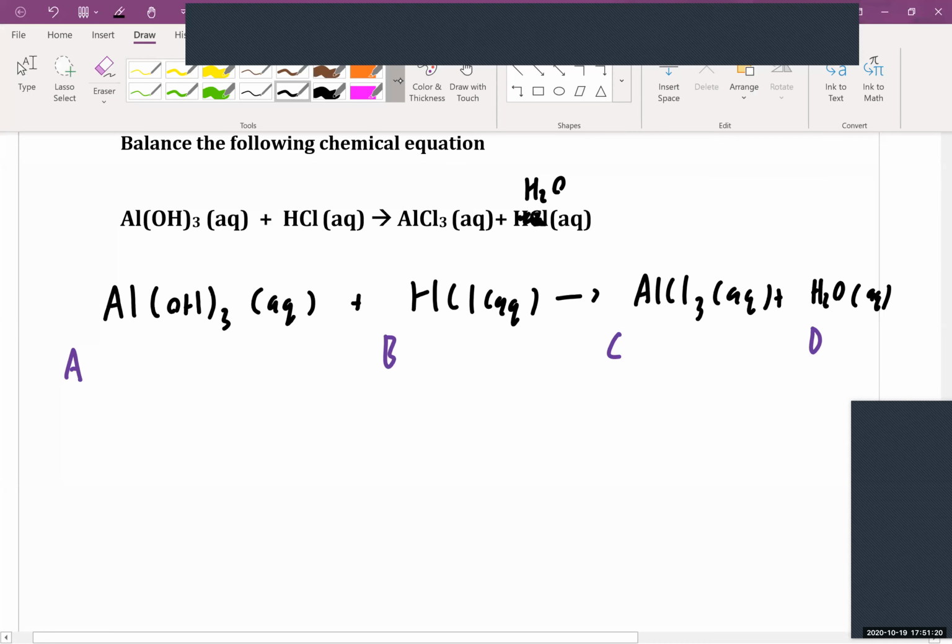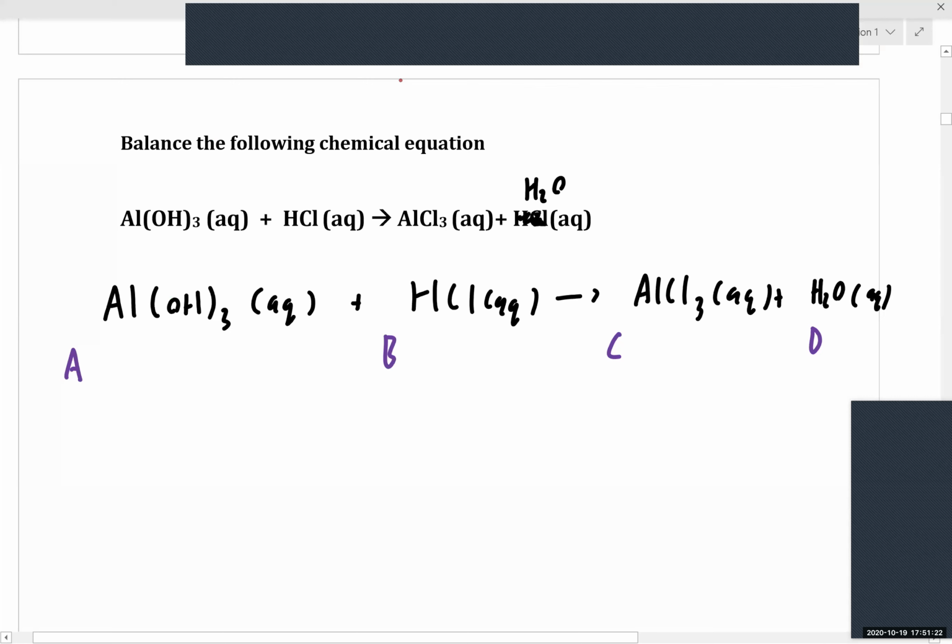preliminary balanced equation, then we're going to count the atoms of each element. So in aluminum hydroxide, remember this subscript of 3 applies to all atoms in our parentheses. So we have 1 aluminum. How many oxygens do we have in aluminum hydroxide? Just to make sure we're on the same page. 3. Exactly right. We have 3 oxygens, and by the same token, we have 3 hydrogens.